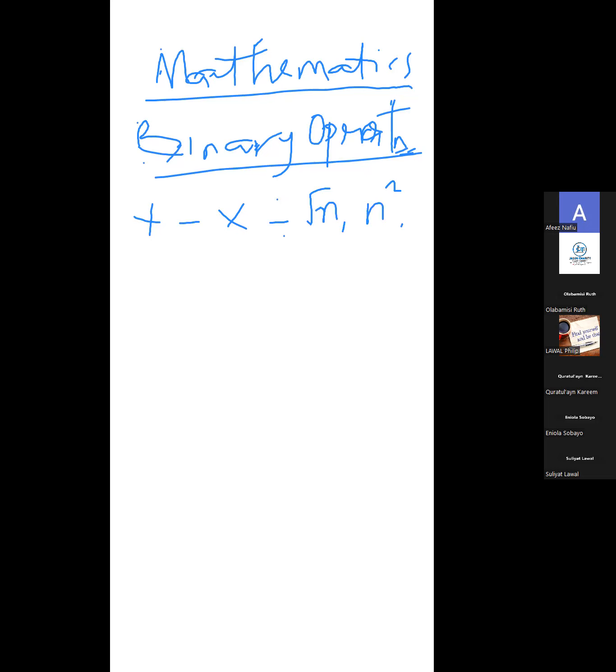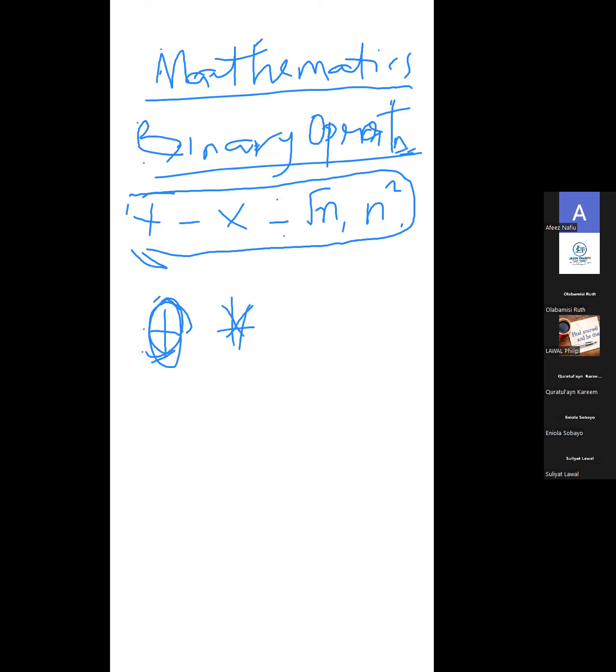But the binary operation is a kind of operation that can combine any two or more of these. It can repeat several of these. So most times when you see a binary operation, it's a special kind of notation, like something like this. They can do something like star, this kind of operation. Different things. These ones are binary operations.